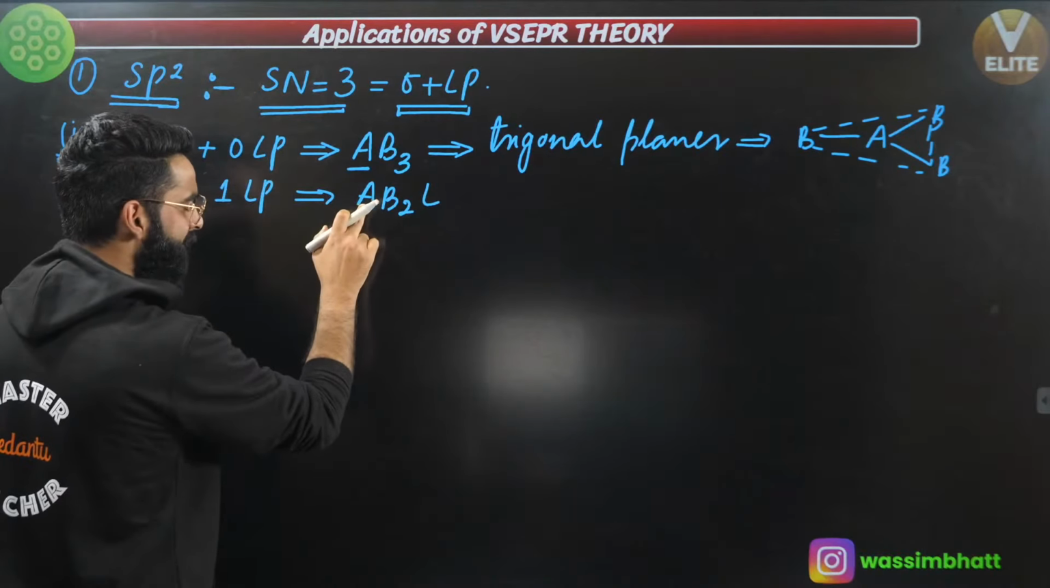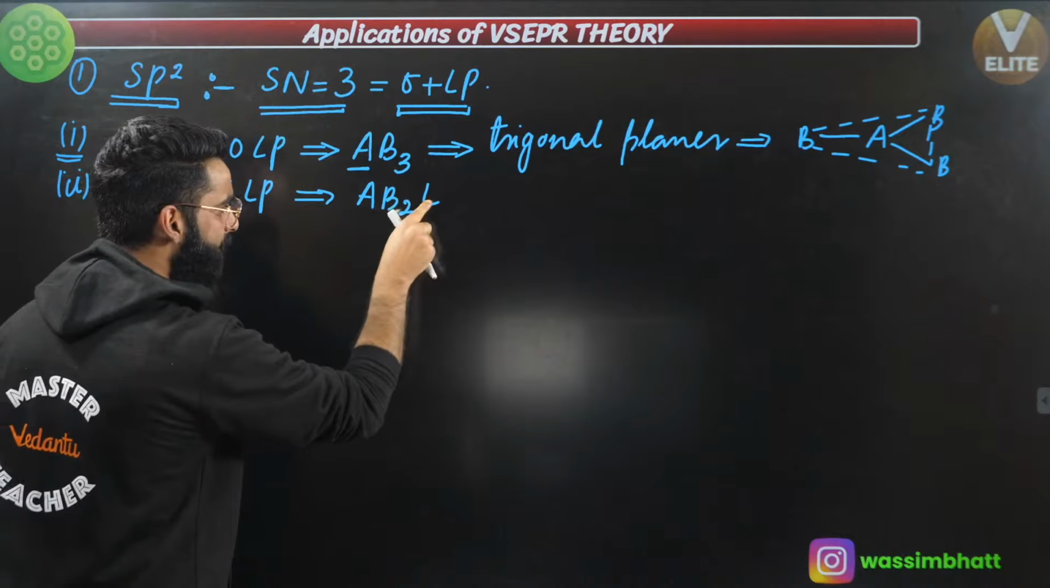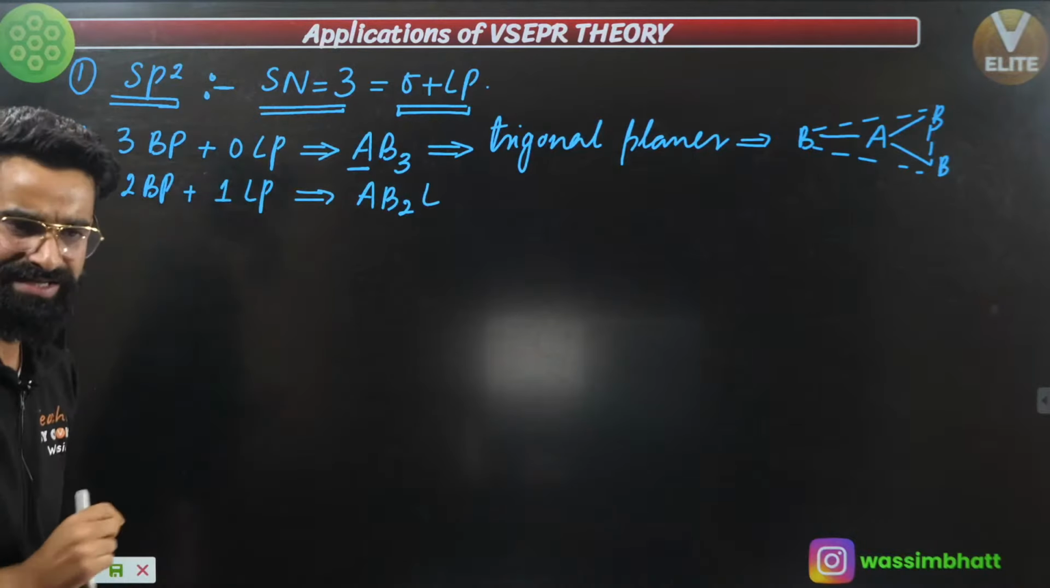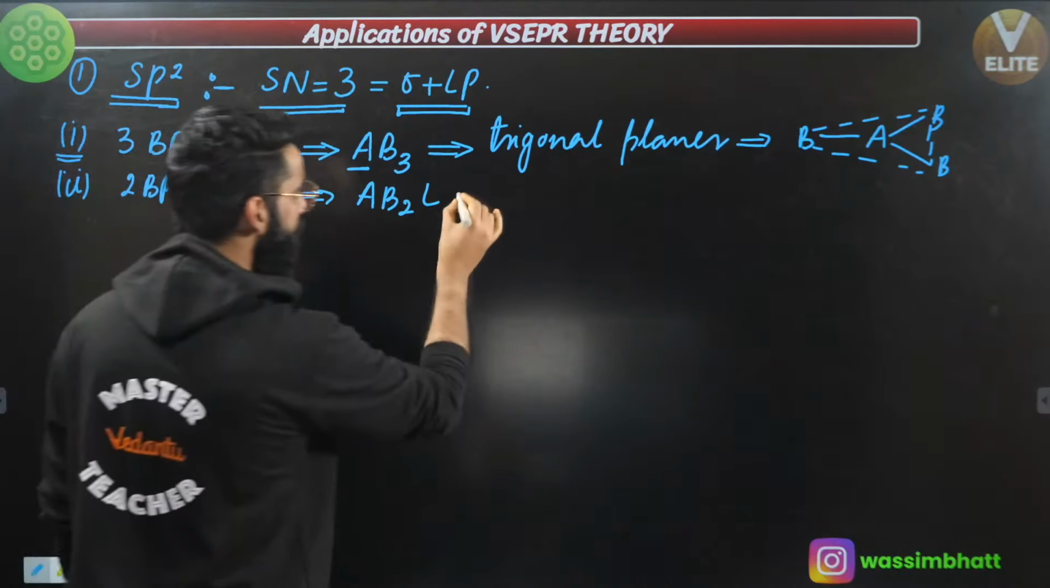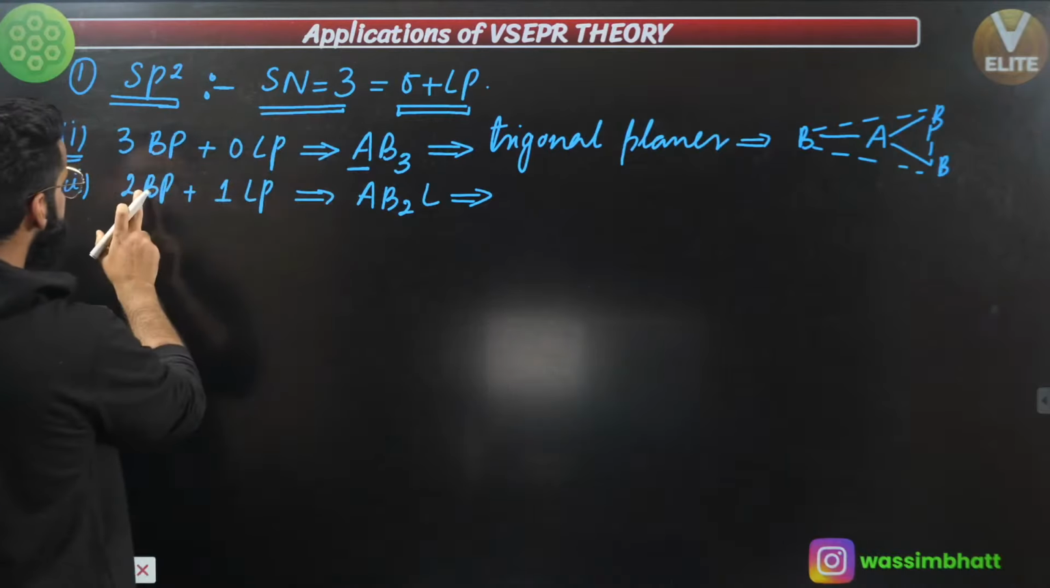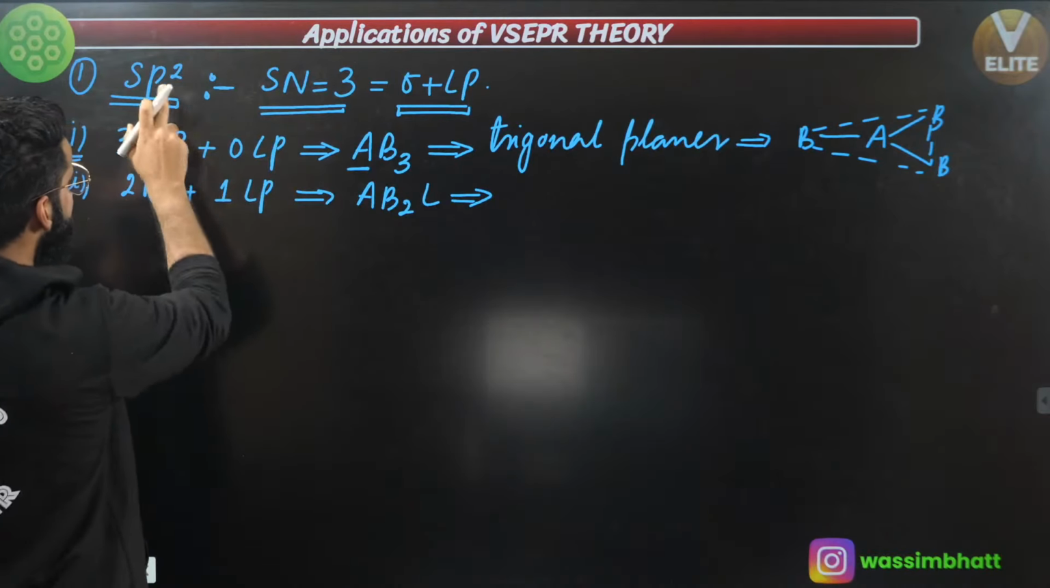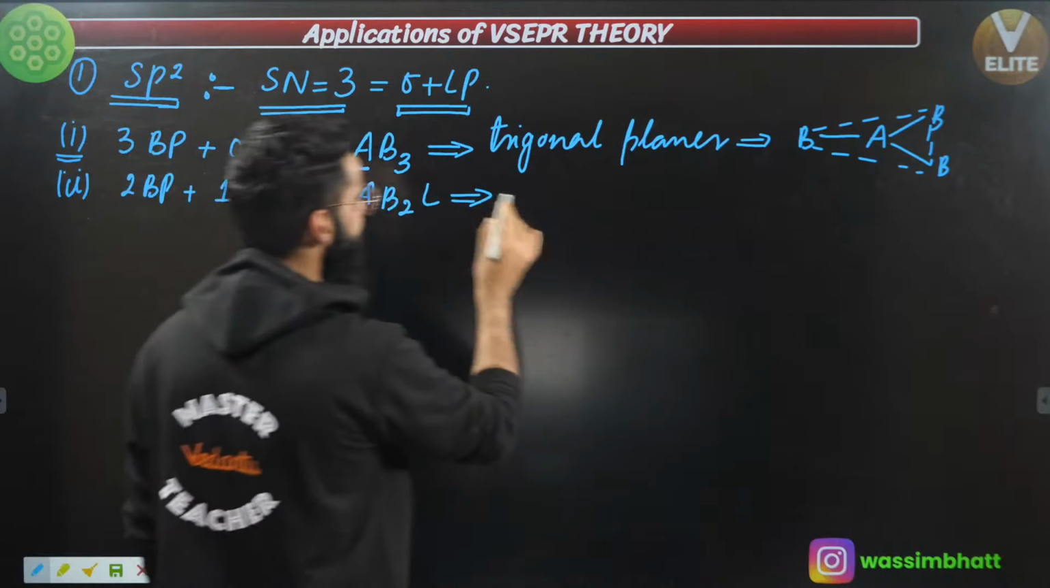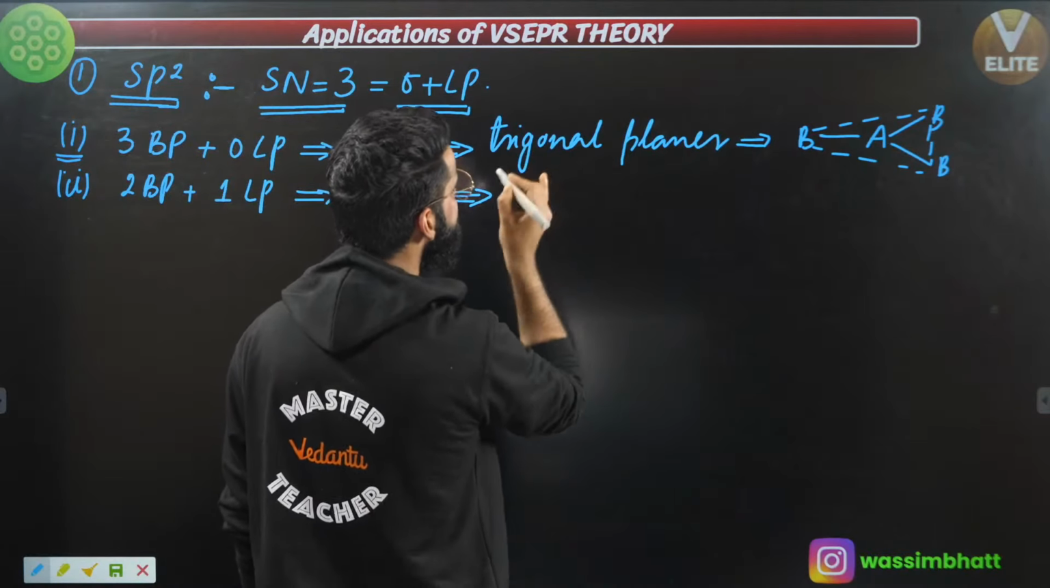It means A is the central atom, it has got 2 bond pairs and 1 lone pair, right? AB2L type, okay? So first of all, what is the hybridization right here? Since 2 bond pairs, 1 lone pair, so 2 plus 1, 3, that means steric number 3, sp2. In case of sp2, what is the expected geometry?